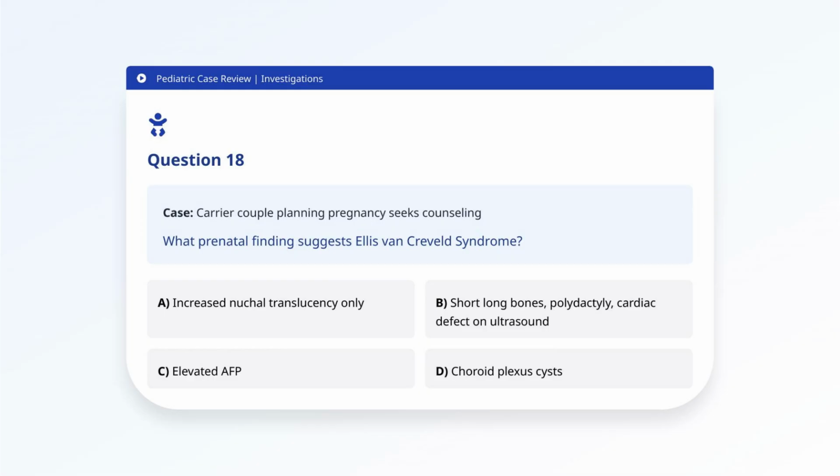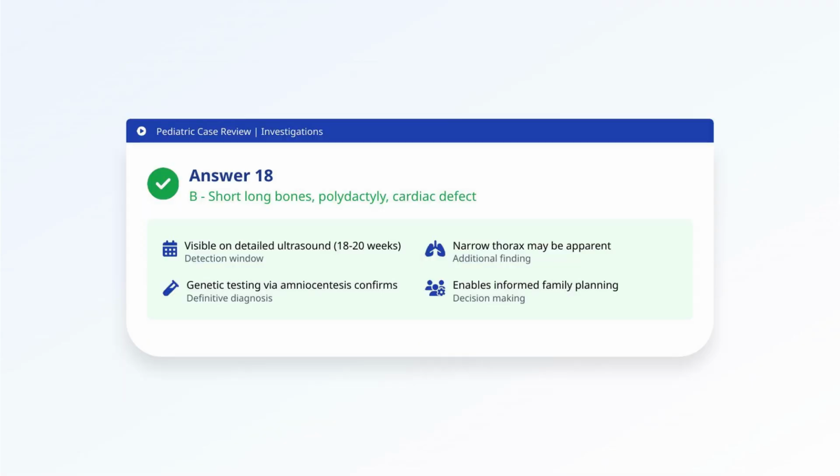Option A, increased nuchal translucency only. Option B, short long bones, polydactyly, and cardiac defect. Option C, elevated AFP. Or option D, choroid plexus cysts. The correct answer is B, short long bones, polydactyly, and cardiac defect on ultrasound.